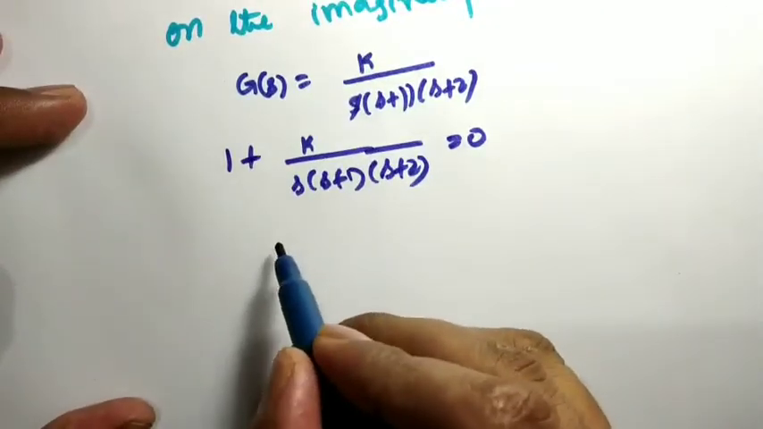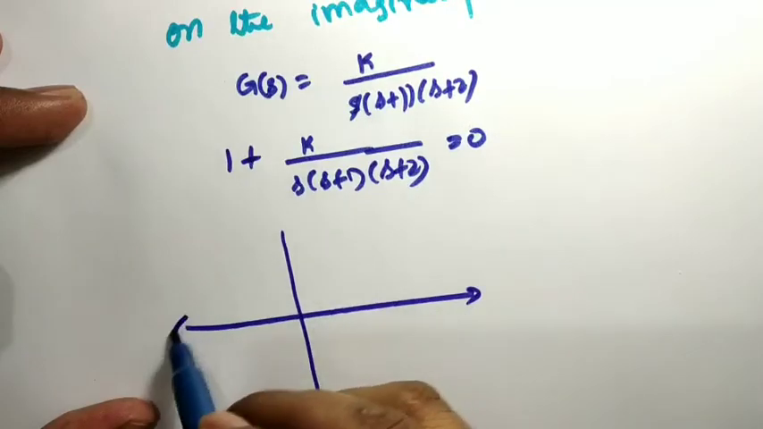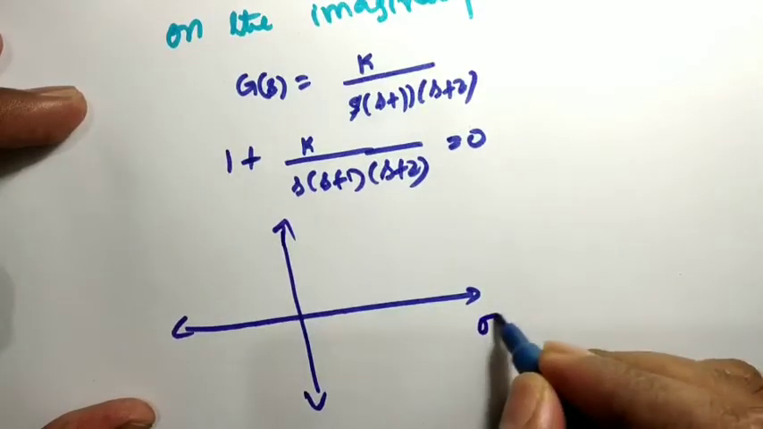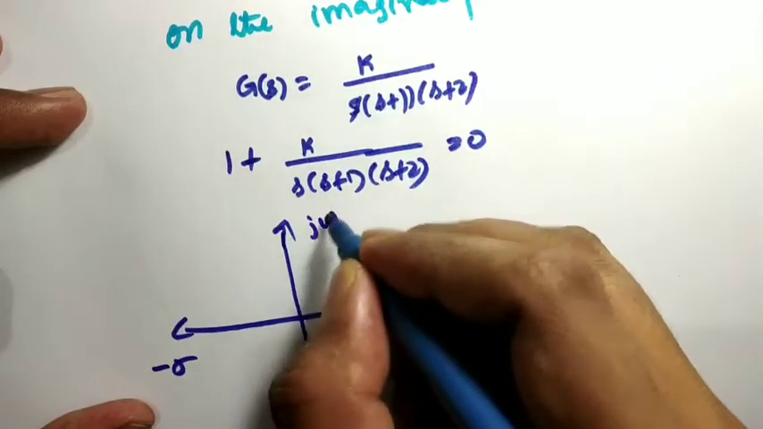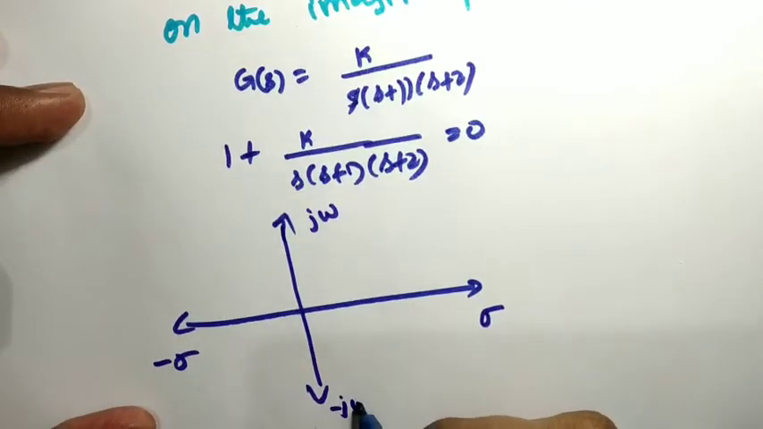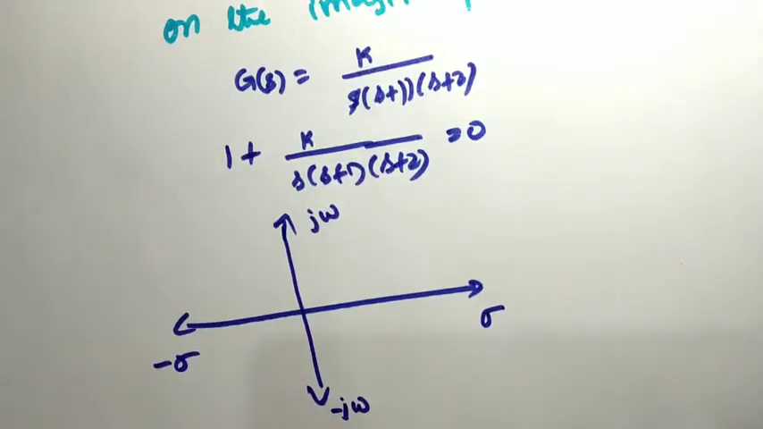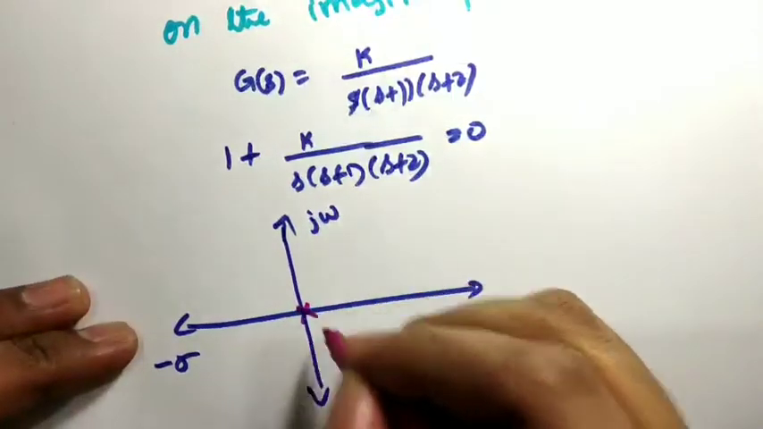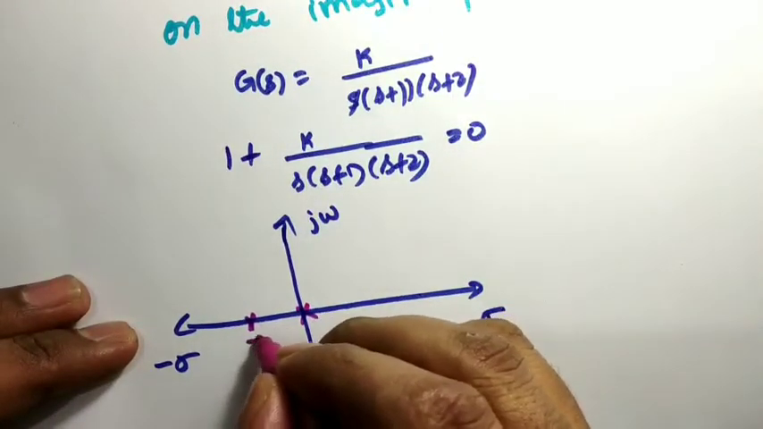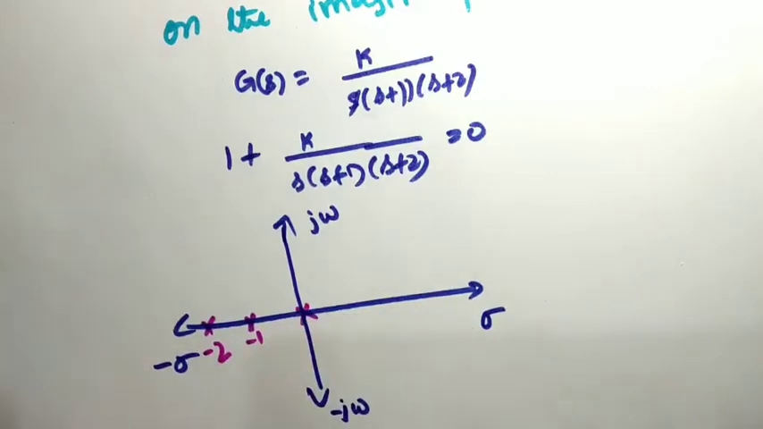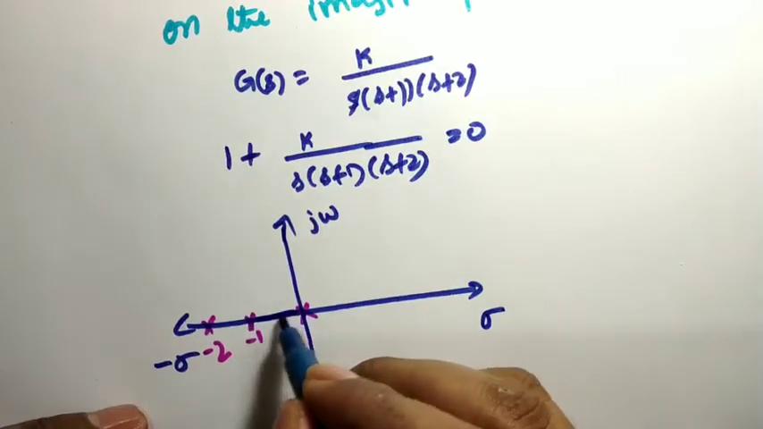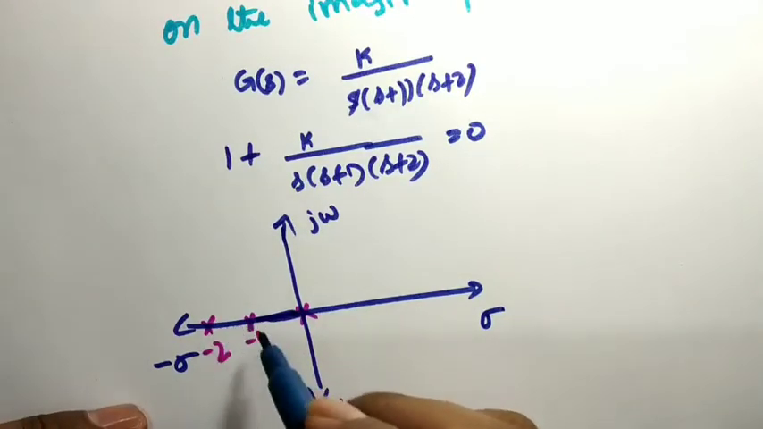So here you take the S plane, the sigma, minus sigma, j omega, minus j omega. Now you look at the poles on the real axis on the S plane. When you look at the poles, s is equal to 0, s is equal to minus 1 and s is equal to minus 2. You know this is the part of the root locus. This portion is a part of the root locus and this portion is not part of the root locus.